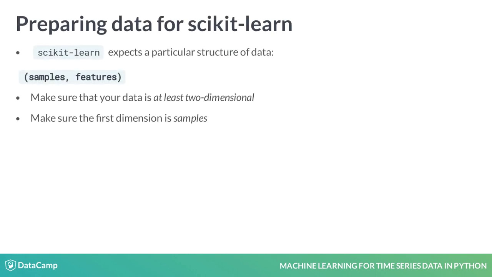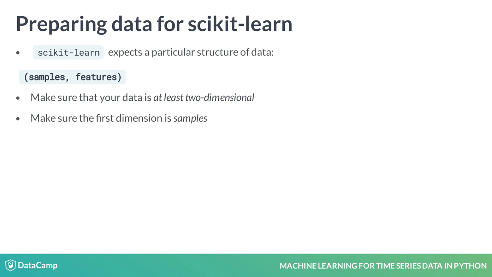Scikit-learn expects data to have a particular shape. Before using scikit-learn, your data should be two-dimensional. The first axis should correspond to sample number, and the second should correspond to feature number. This pattern is used in almost all scikit-learn functions.